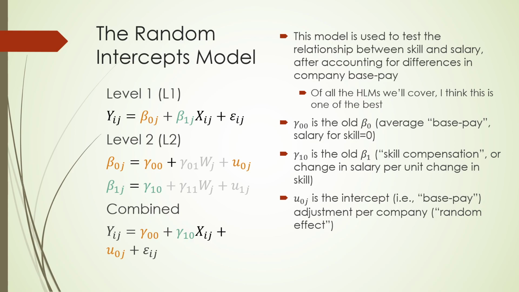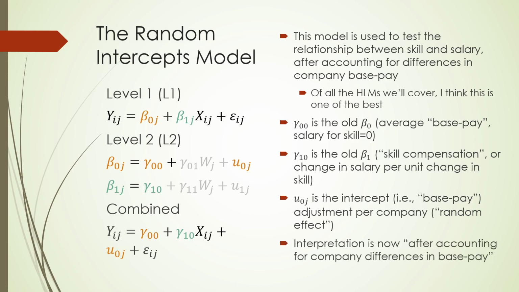The U sub 0j again represents the intercepts, or the base pay that is adjusted for each company. This is a random effect. I don't know what this is going to be, and it's allowed to vary. But ultimately, what this lets each company have is a different base pay. Again, our interpretations are after accounting for the company differences in base pay. So we are accounting for this nesting through letting that intercept be different.